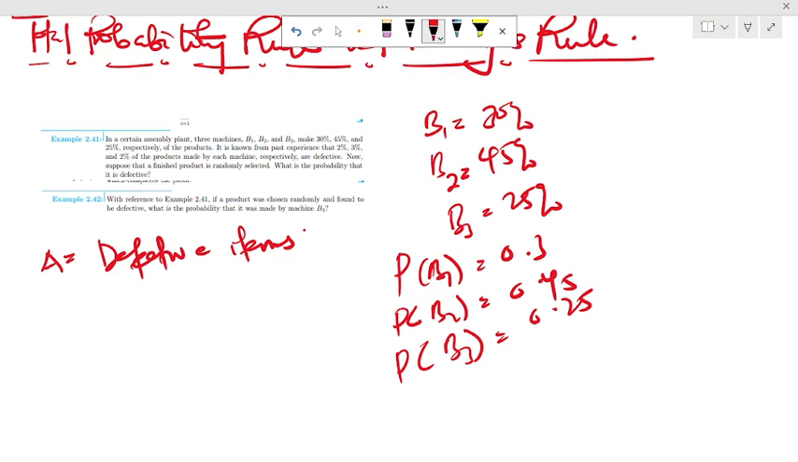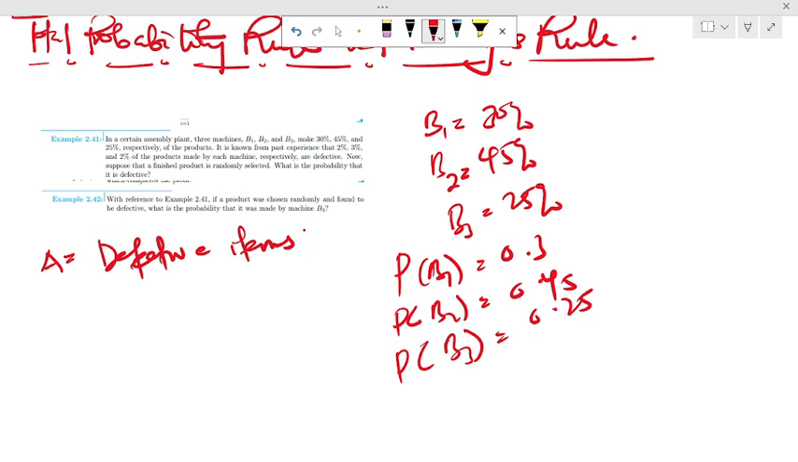45% B2, 25% B3, right? It is known from past experience that 2%, 3%, and 2% of the products made by each machine respectively are defective. So it means that machine B1 makes 2% defective products, B2 makes 3% defective products, and B3 makes 2% defective products, right?